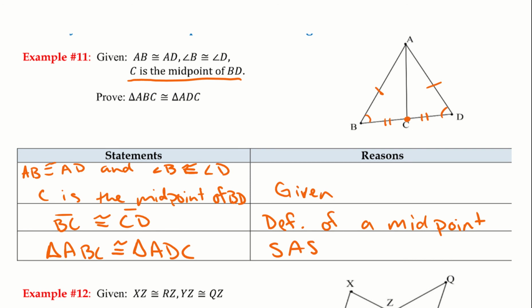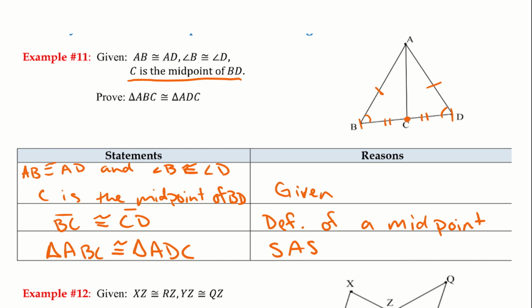Alright, so here's 11. So I used that midpoint, so hopefully you were able to look up what the definition of a midpoint is. So a midpoint cuts a line in half. So if C was the midpoint of B and D, then BC and DC are congruent to one another because of that midpoint.